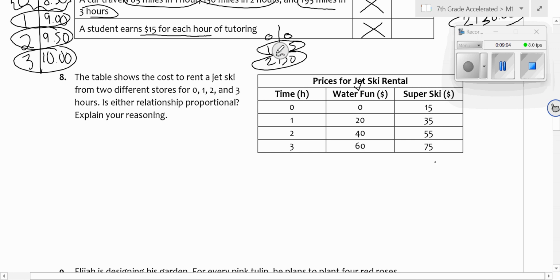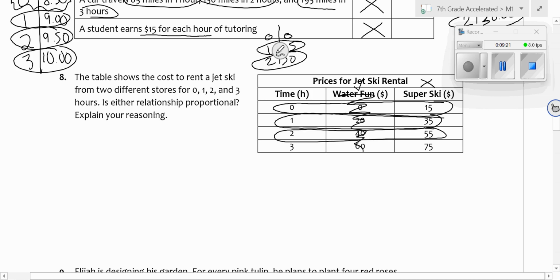But it's Super Ski. So now we're going to go to Super Ski, forget about this one, and we look at this first pair, and that's already not 0, 0. So we know that that is not. And then if we were to divide all of these ratios, they wouldn't be equivalent. So we do not have a proportional relationship.